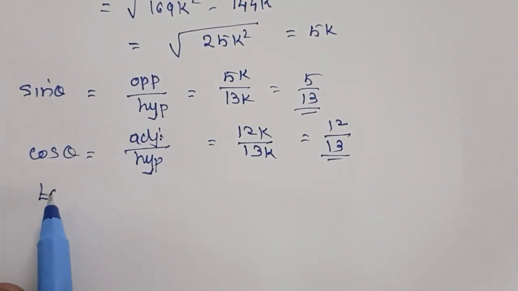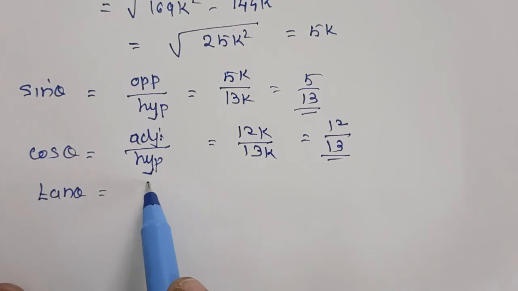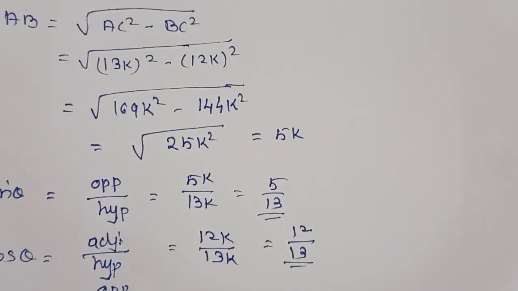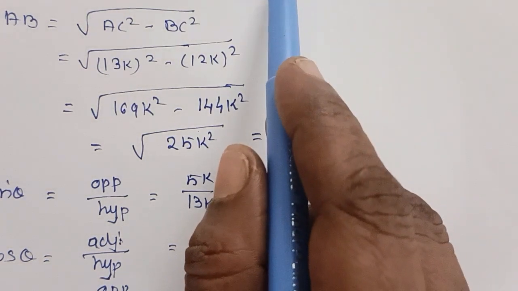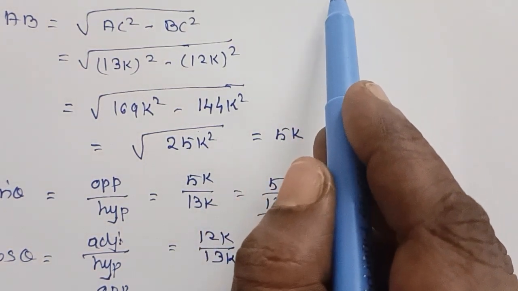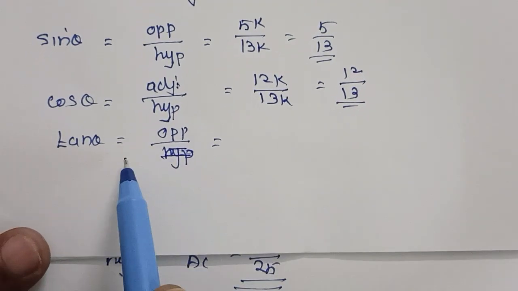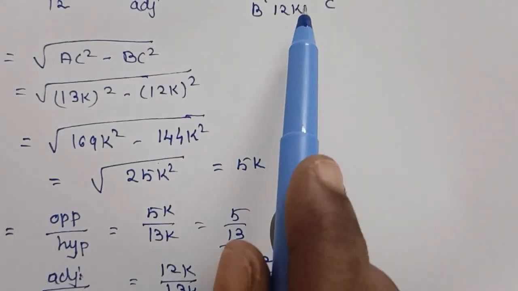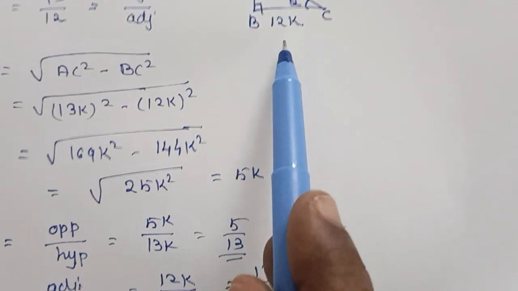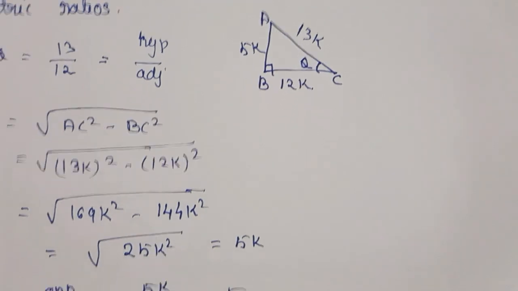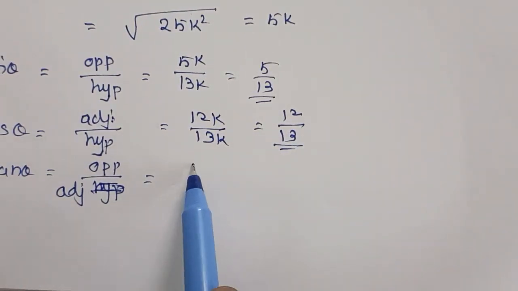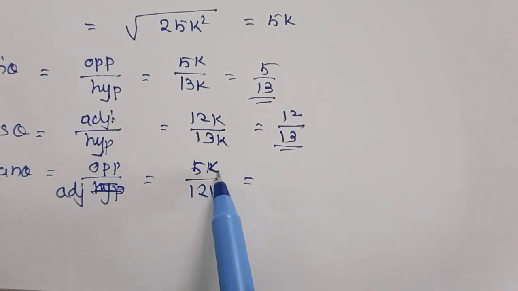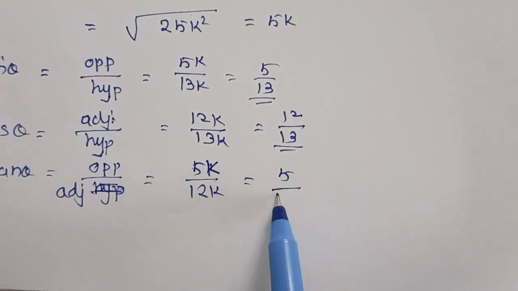Tan theta means sin by cos, that is opposite side by adjacent side, isn't it? Opposite of theta equals 5K, adjacent equals 12K. That is 5K by 12K. 5K divided by 12K, cancelling K, we get 5 by 12.